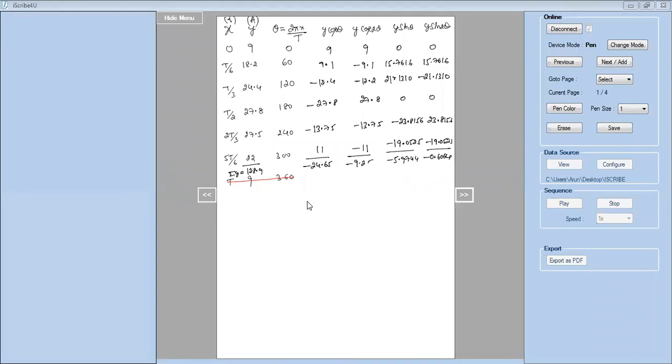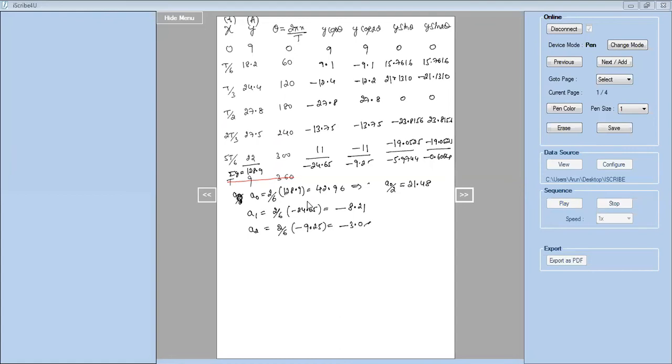Now what we have to do? Calculations of value A naught. Sorry, A naught I will find first. A naught is this 2 by 6, it is just a repetition, into 128.9. So this comes around 42.96. So A naught divided by 2 equals 21.48. Then A1 is 2 by 6 into minus 24.65, so this comes around minus 8.21. Then A2 is 2 by 6 into minus 9.25, so this is equal to minus 3.08.